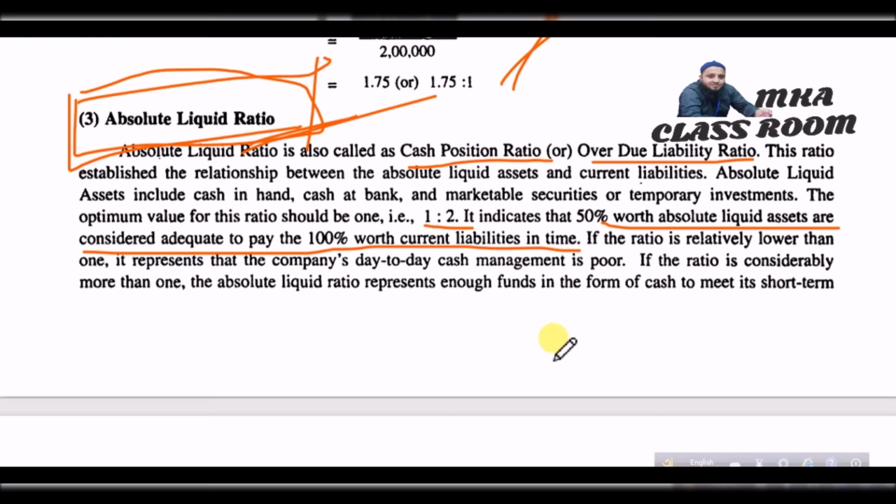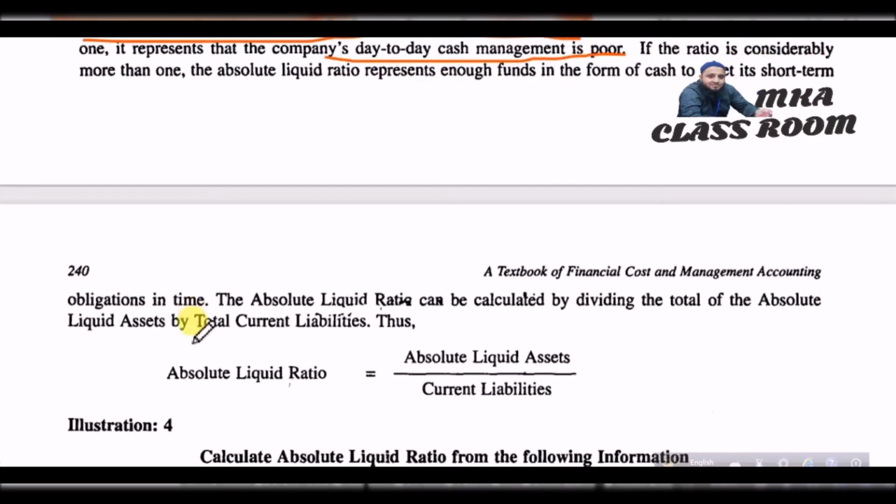If the ratio is relatively lower than this, it represents that a company's day-to-day cash management is poor. So you have to remember that if the value of the absolute liquid ratio is low, it means that day-to-day cash management is poor. If the ratio is considerably more than this, the absolute liquid ratio represents enough funds in the form of cash to meet its short-term obligations in time.